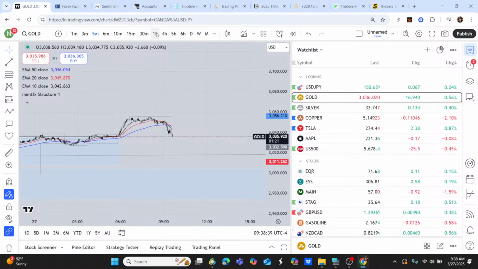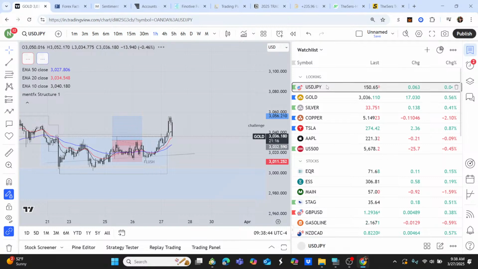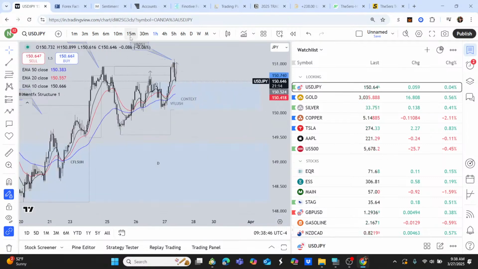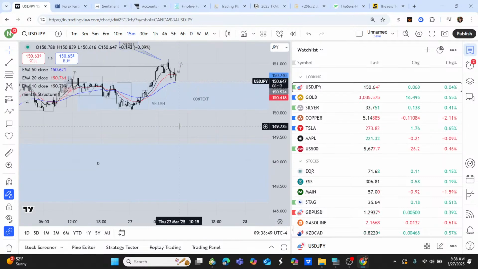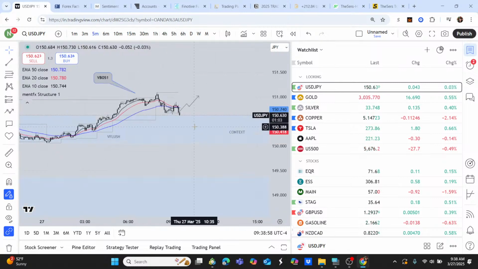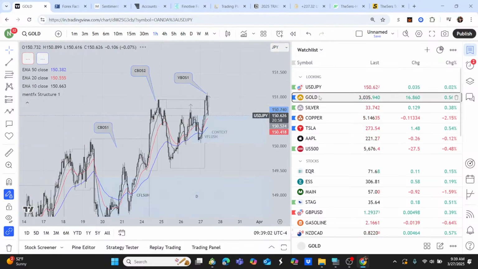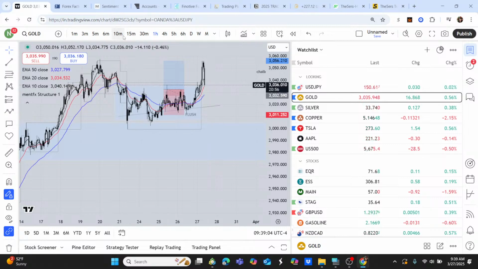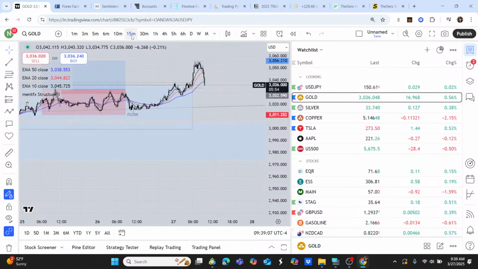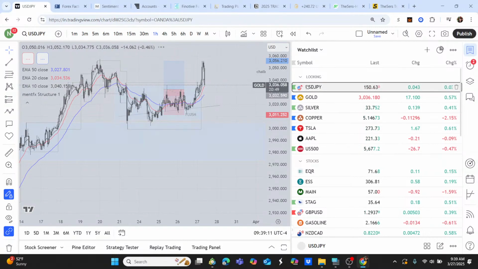So I'm gonna put this in just blue. That's invalidated. I mean, if I was looking for a 15-minute entry now, it would make sense. I like to switch between time frames. Gold. Yeah, this could set up for a 15-minute instead.